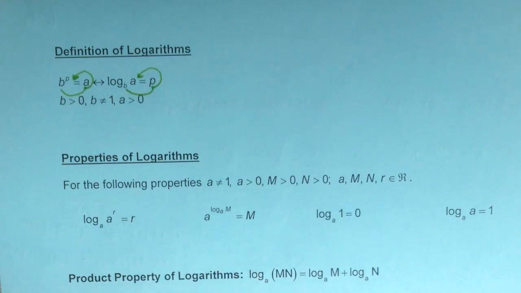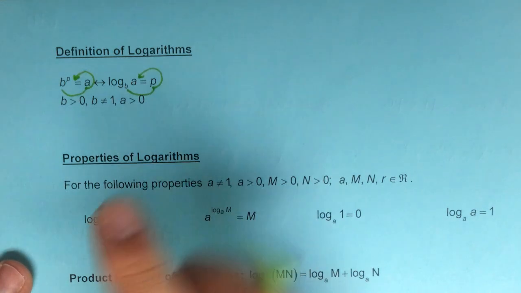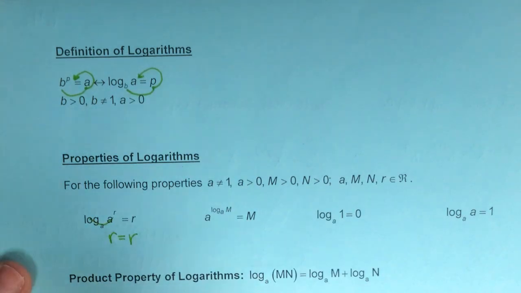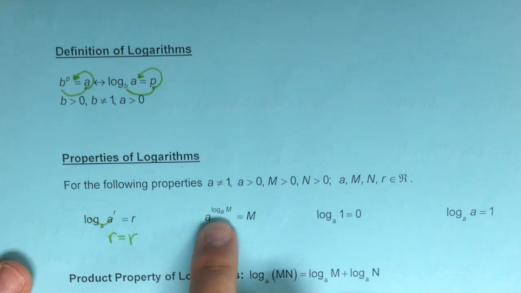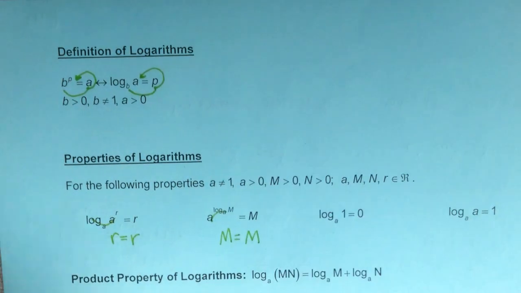Okay? Now, properties of logs, again, we did this yesterday. Log base A of A to the R, what can I do here? Cancel, so what do I know? R equals R. What about a base A raised to the log of base A of M? M equals M. Does that make sense?